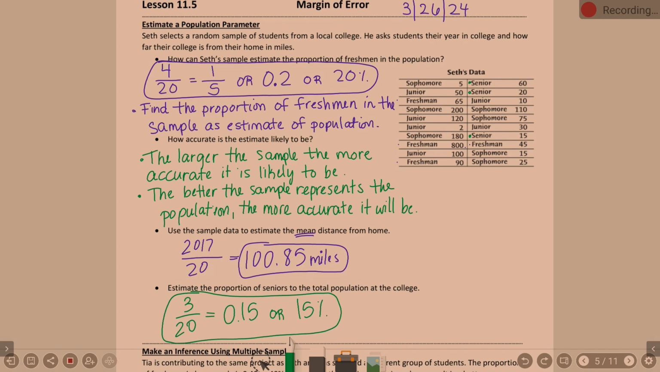Any of those forms could be used to estimate the proportion. Now, while we're moving on to the next piece, don't for one minute think we're leaving Seth behind. Seth is still part of this next piece of the problem.